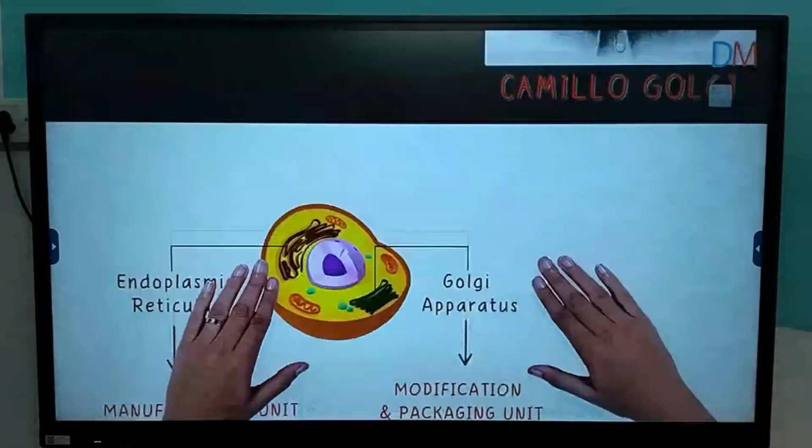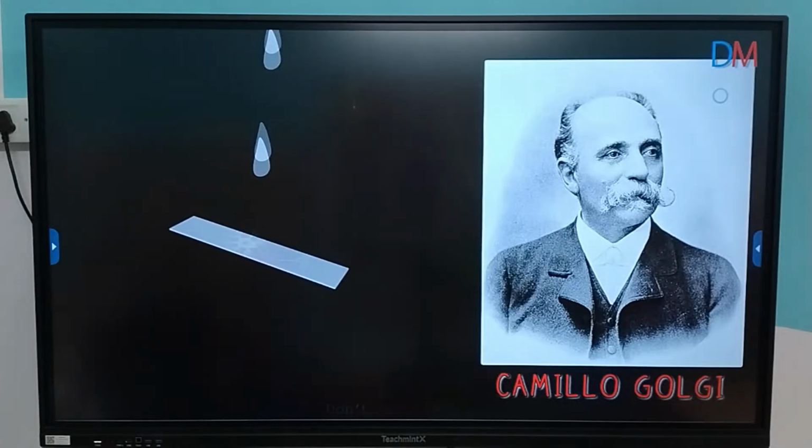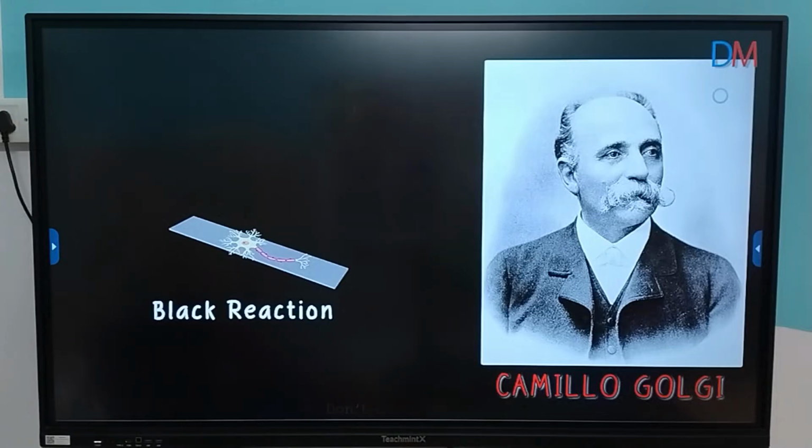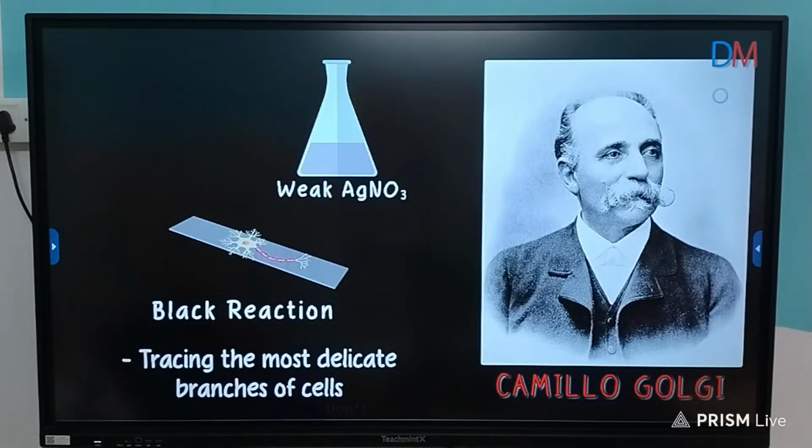The apparatus is named after Camillo Golgi, who was the first to describe the Golgi apparatus. An interesting fact about him is that he found a revolutionary method of staining individual nerve cells and the structures of the cells. This method is referred to as the black reaction. In this method, he uses a weak solution of silver nitrate. This is valuable in tracing the processes and the most delicate branches of cells.